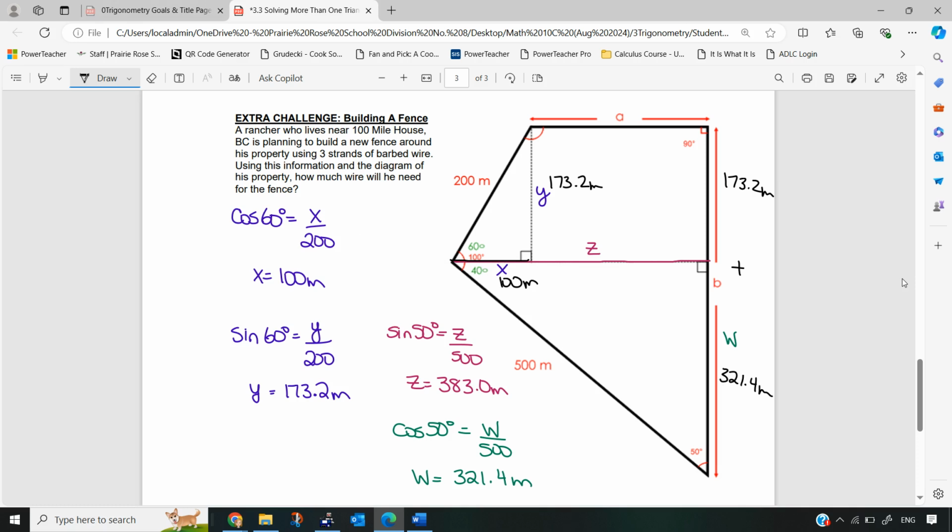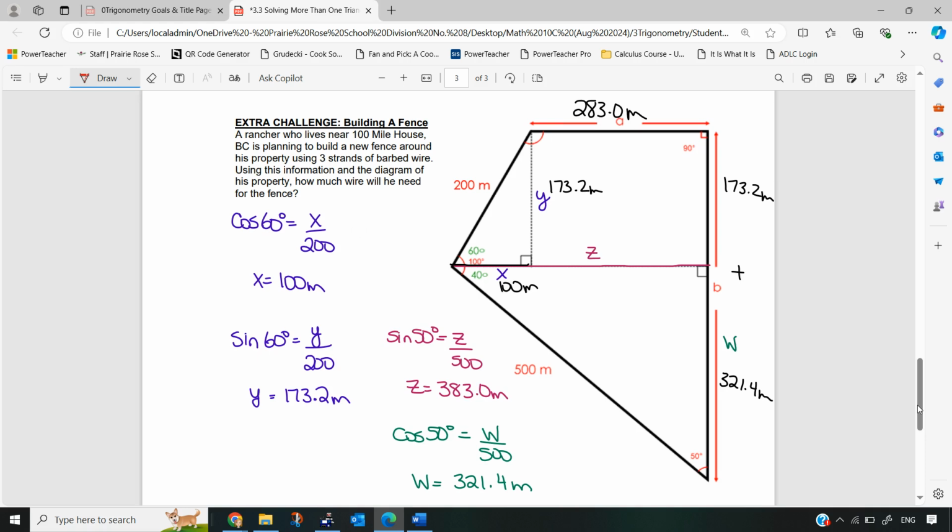So I can do sine 50 equals Z over 500, multiplying that will give me 383. So if the full distance is 383, when we subtract 100, I know that this distance up here will be 283. So once I've labeled all of my sides, I can total up my perimeter, and that total is going to give me 1,477.6 meters. But that's not my final answer.